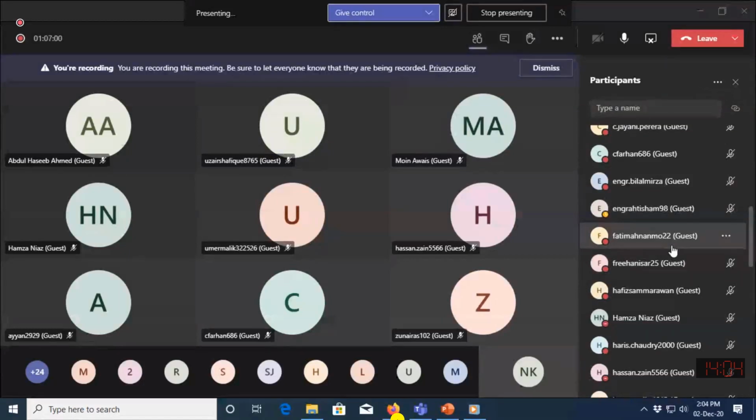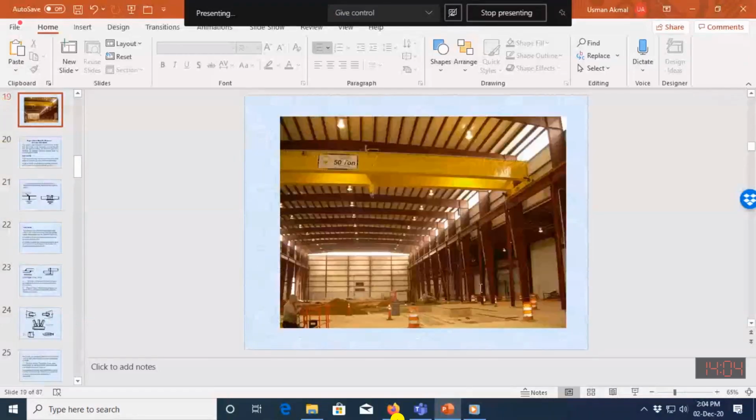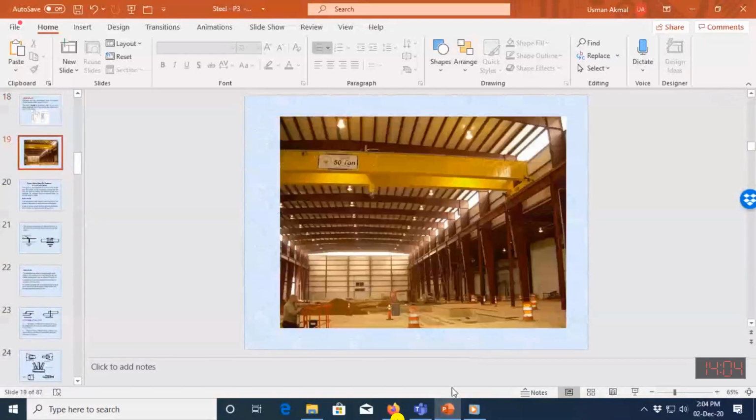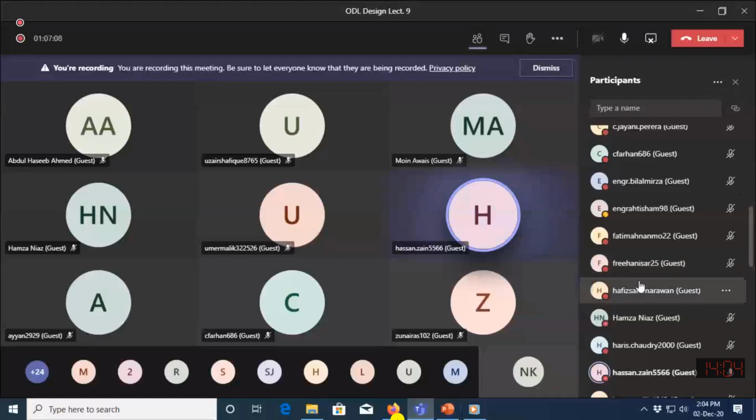Hasan Jain, are you there? Yes, sir. What types of forces are transferred by the bracket connection?